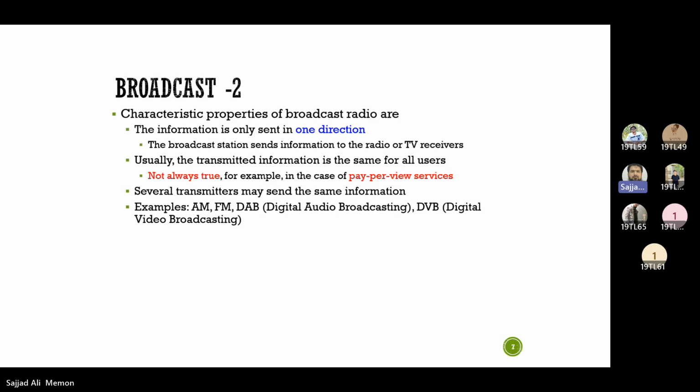The broadcast station sends information to the radio or TV receivers. Usually the transmitted information is the same for all the users. That is another property: it's not different for different users. Though that is not always true.